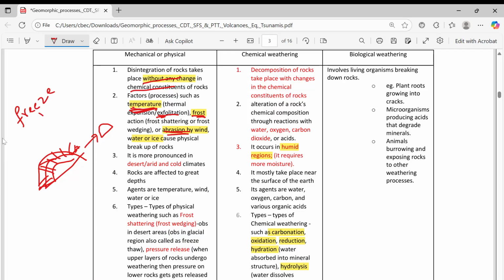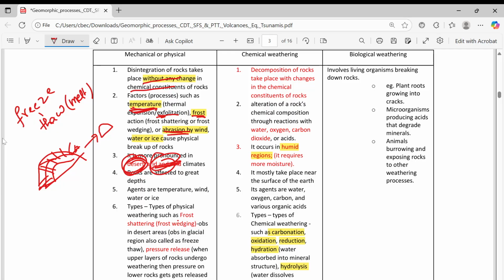Freeze means becoming ice. Thaw means it is melted. Repeated freeze-thawing will also break the rock. Then abrasion: wind, water and ice, by repeated, continuous action, will break the rock. This is more pronounced in desert areas, wherever it is hot, because temperature is the main factor for this physical breakdown.